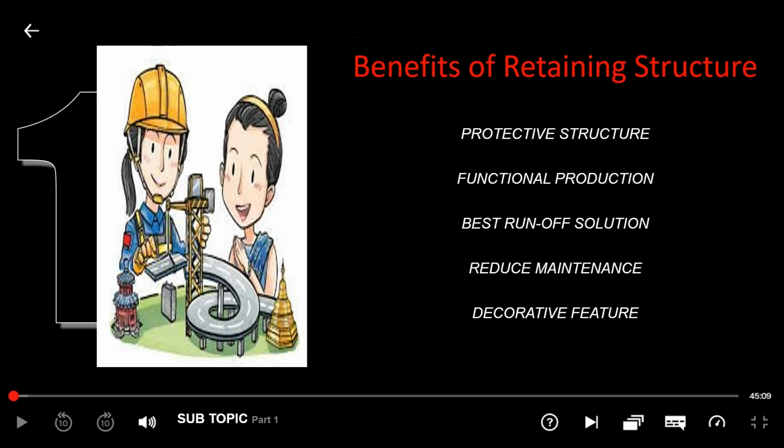They are used to stabilize the sloping landscape and provide a level surface on a slope. Third, best runoff solution. If the property is not protected from infiltration, then rainwater runoff can ultimately damage the land. This can protect the landscape design and also prevent flood from inflowing the area.